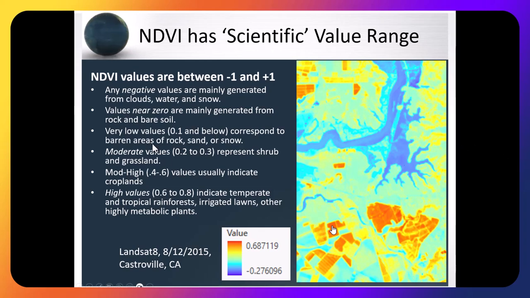So you can kind of see here, low values correspond to barren areas of rock and sand or snow, and below 0, negative values are generally clouds, water, and snow. As we move up, we get moderate values, 0.2 to 0.3, that represent shrubs and grasslands, and moderately high values indicate crops. And then you get some very high values. I've never seen any higher than 0.8 myself, but those are found in rainforests, irrigated lawns, and other situations where there's very high plant metabolism going on. Lots and lots of chlorophyll activity.